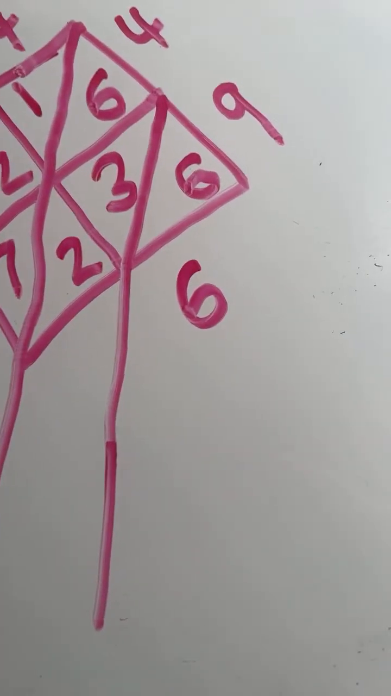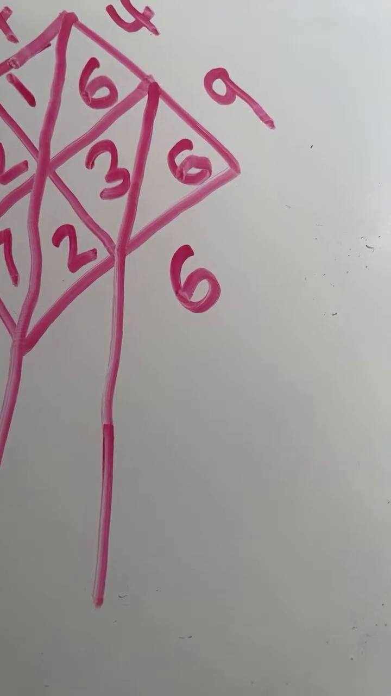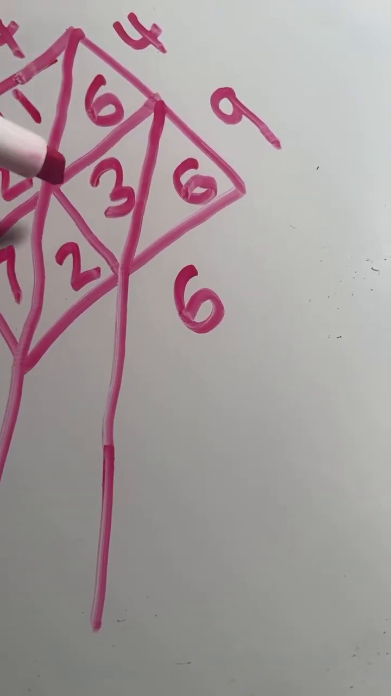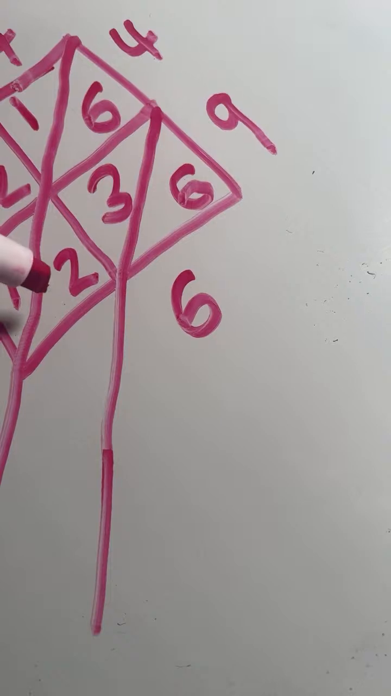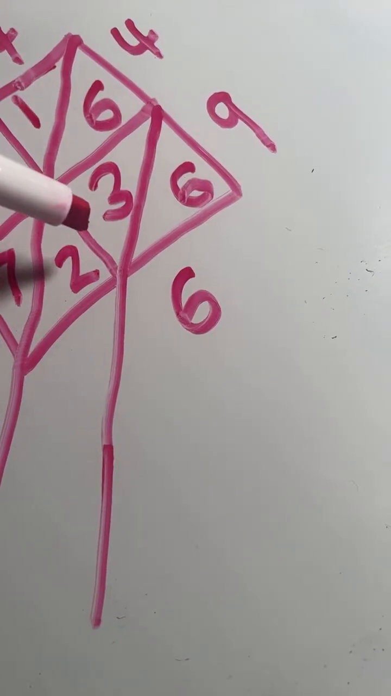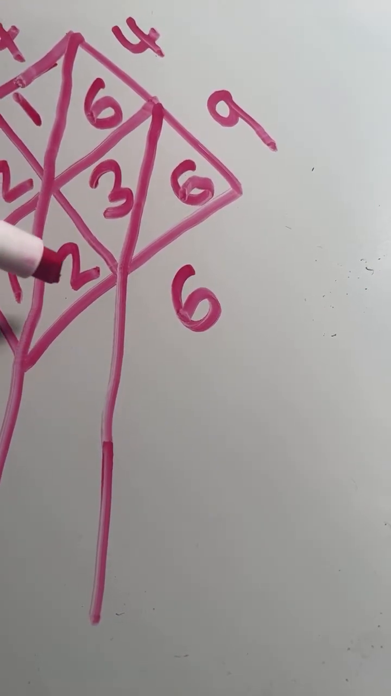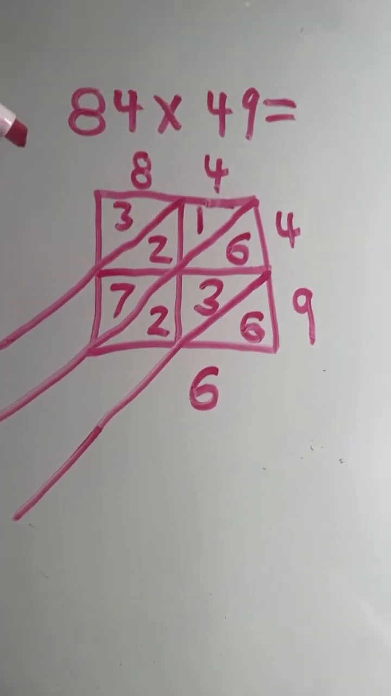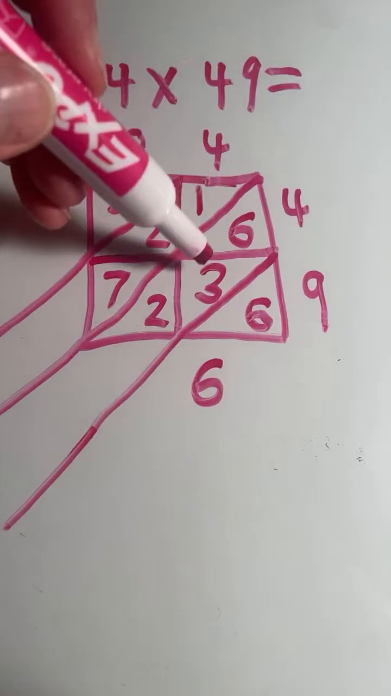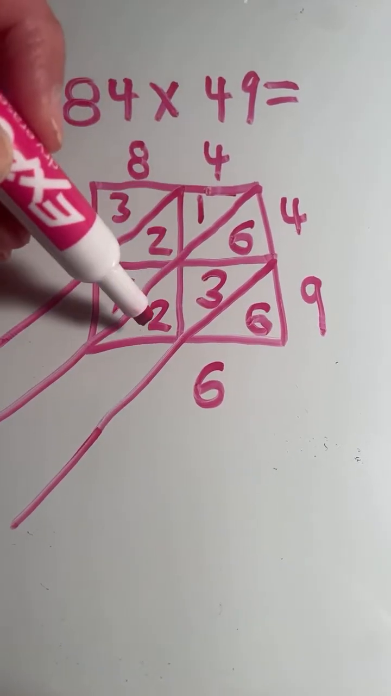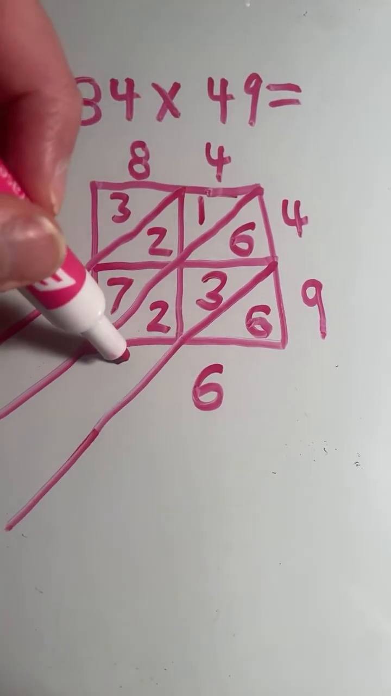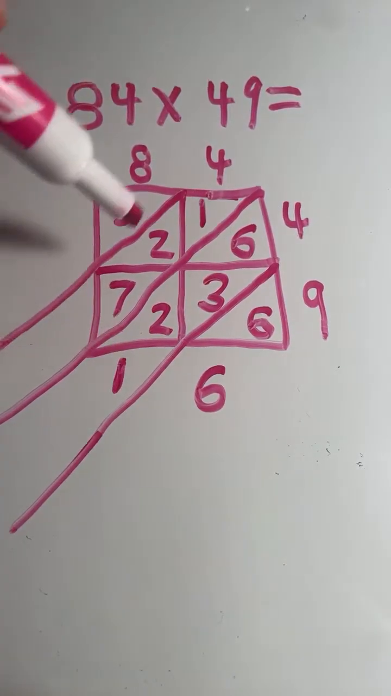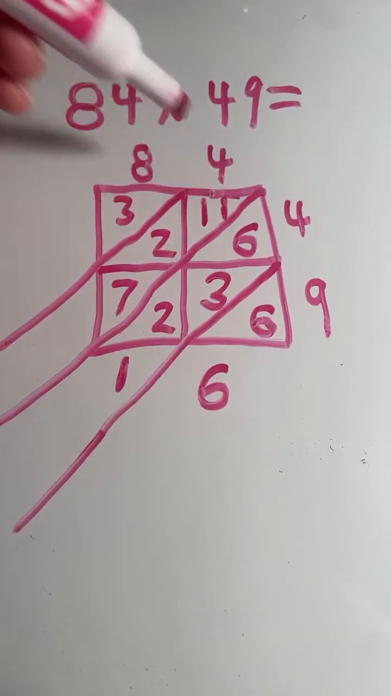Next, we have to add 6 plus 3 plus 2. 6 plus 3 equals 9, plus 2 equals 11. Now, we have to regroup just as we would with any addition problem. So the 1 in 11 is going to go in between these two diagonal lines, and the other one is going to get carried over.